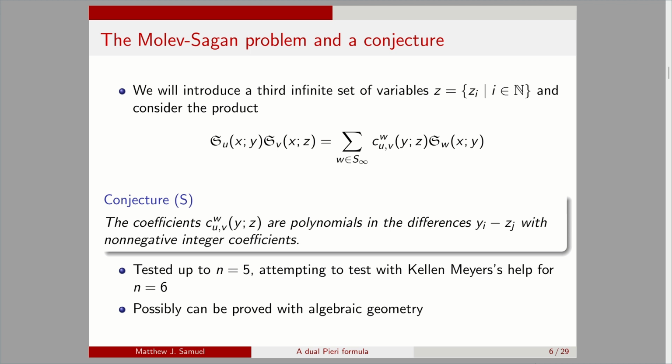That's pretty easy to test. But I've been running the test for n equals 6, or rather Kellen Myers has been on his machine since January 2023, and it is currently almost the end of October 2023, so it's been taking a while. But all of this wouldn't be necessary if we could find a proof with algebraic geometry, which may be possible.